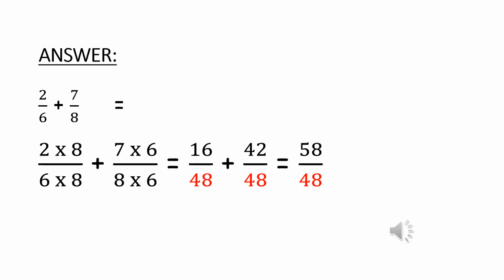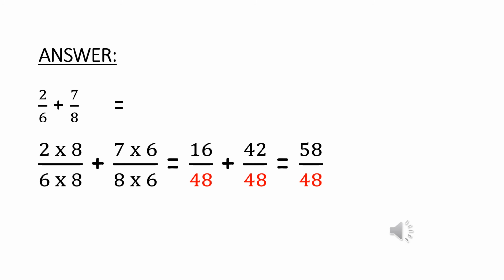So 2 times 8 and 6 times 8. Look at the denominator. The denominator on the other side is 8. So I multiply the 2 and 6 both by 8. Whatever you do to the top, you do to the bottom.